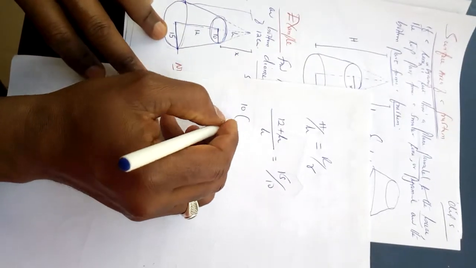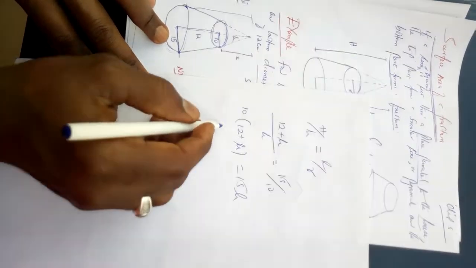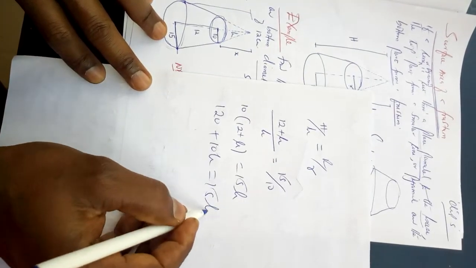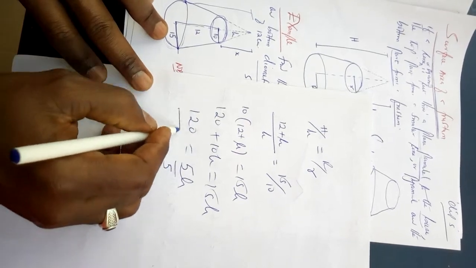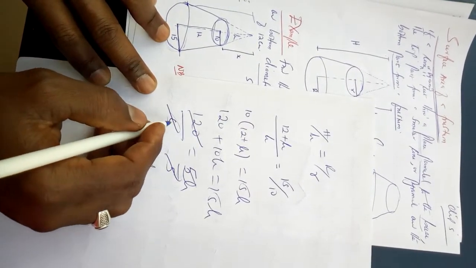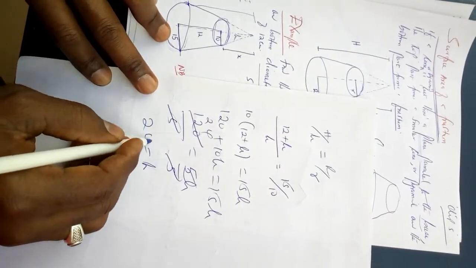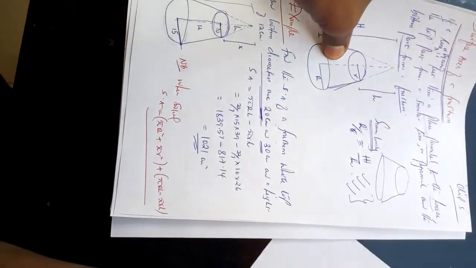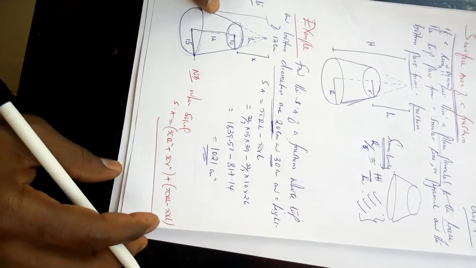From there, I have 10 times (12 plus h) equals 15h. So 120 plus 10h equals 15h, and 120 equals 5h. Dividing by 5, the smaller h will be 24. You see, now I've been able to calculate the smaller height. I was doing that so that you don't ask me where I'm getting 24 from.